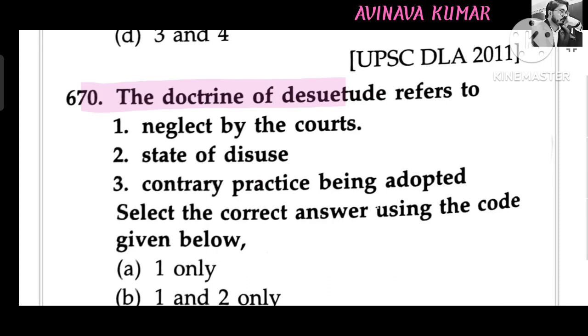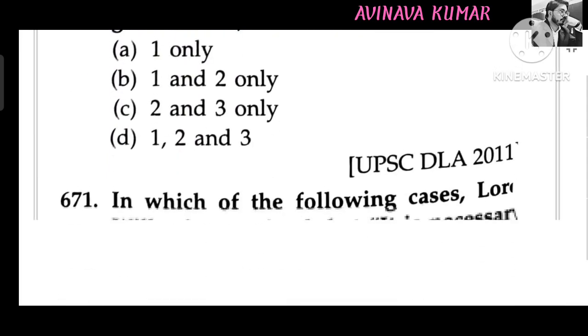Doctrine of desuetude refers to a state of disuse, contrary practice being adopted.